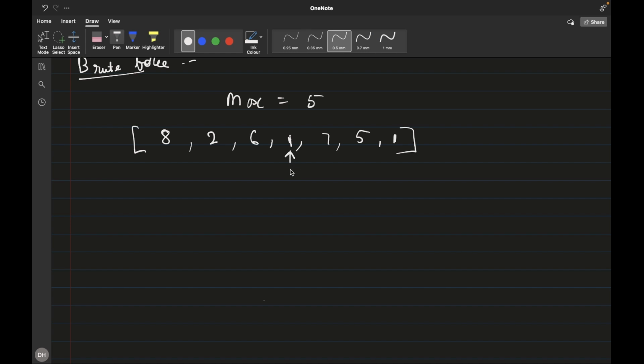On day 3, we will be buying the stock for 1 rupee, and on day 4, we can sell it for 7 rupees. That's a profit of 6 rupees. So our new maximum is 6 rupees of profit. Let's continue. Buying it for 1 and selling it for 5, a profit of 4 rupees, so we are going to ignore that. And buying it for 1 and selling it for 1 again is no profit, so we are going to ignore that as well.